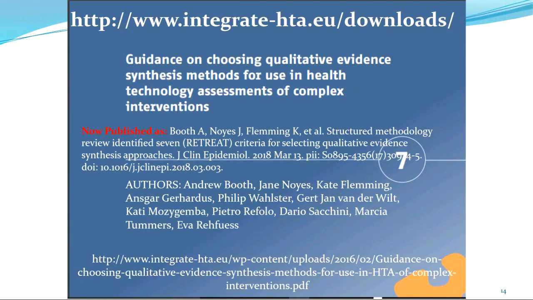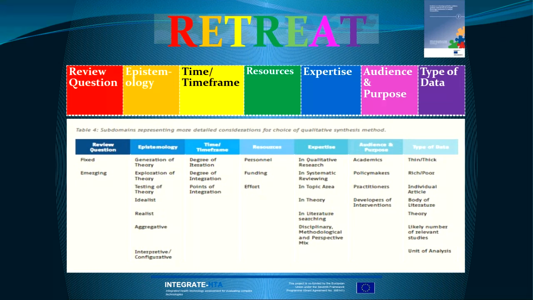And what this particular paper did was come up with the mnemonic or memory aid called RETREAT, which talked about the 7 considerations that influence the choice of method. These are interpreted in the context just of qualitative synthesis, but you could argue they equally determine choice of quantitative reviews as well. So you have, first of all, the review question. Secondly, the epistemology or the theory of knowledge. How is knowledge to be used? Is it to advance theory? Is it to be aggregative? Is it to be configurative, etc.?